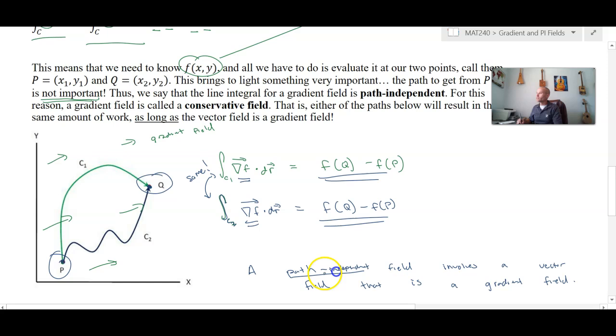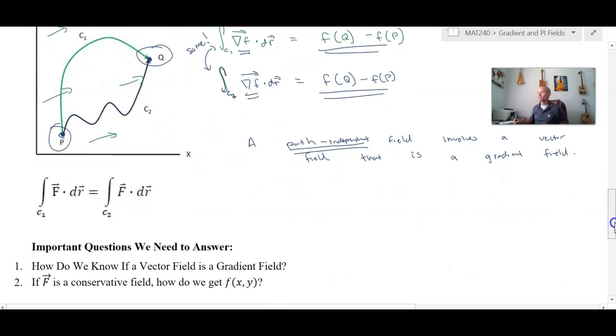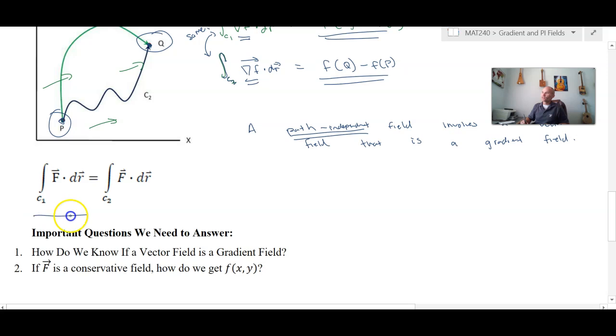Now, path independent, I'm going to loosely say that. We say that the line integral for a gradient field is path independent. In other words, the line integral between both paths is going to be the same, so the line integral is independent of which path you take, provided that the starting and ending point are the same for all of these different integrals. Okay, that means that these two line integrals are going to be identical.